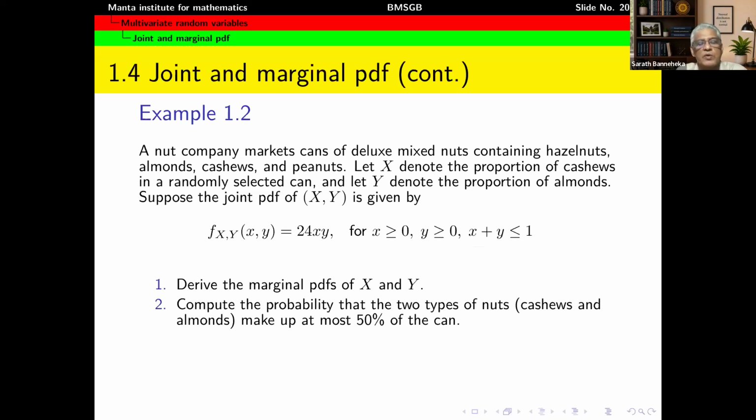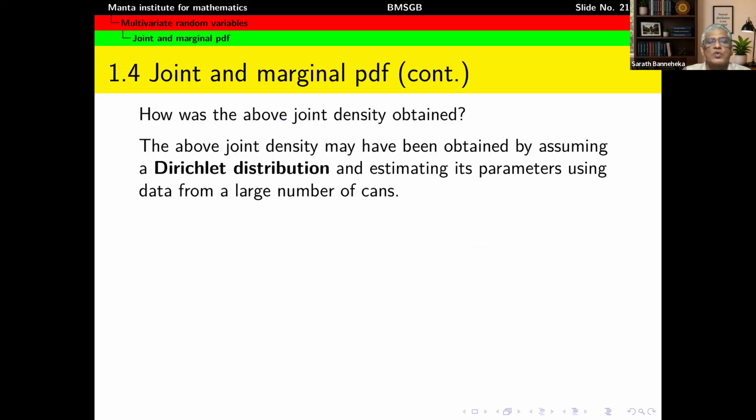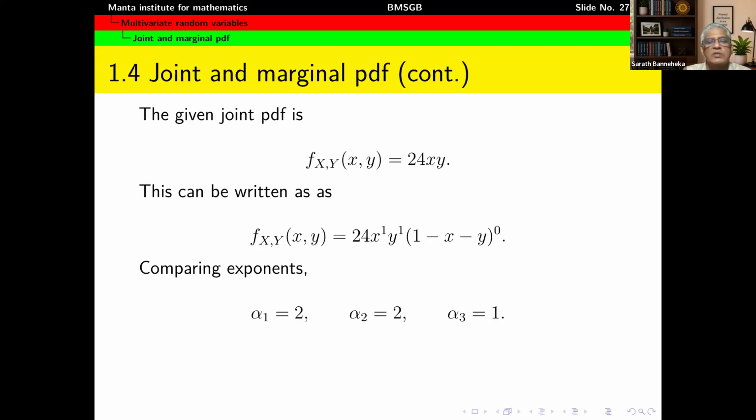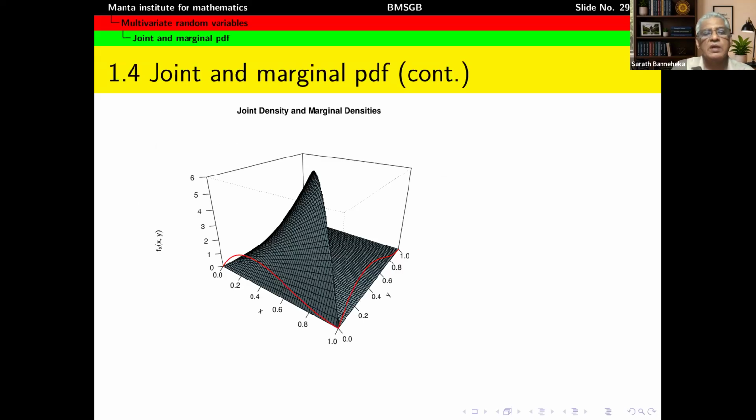Right. So now we will come back to answer these questions, part one and part two. So we will first derive the marginal probability density function of x, right? Marginal density function of x. So given the joint density function, we have already discussed how to get the marginal density function of x.